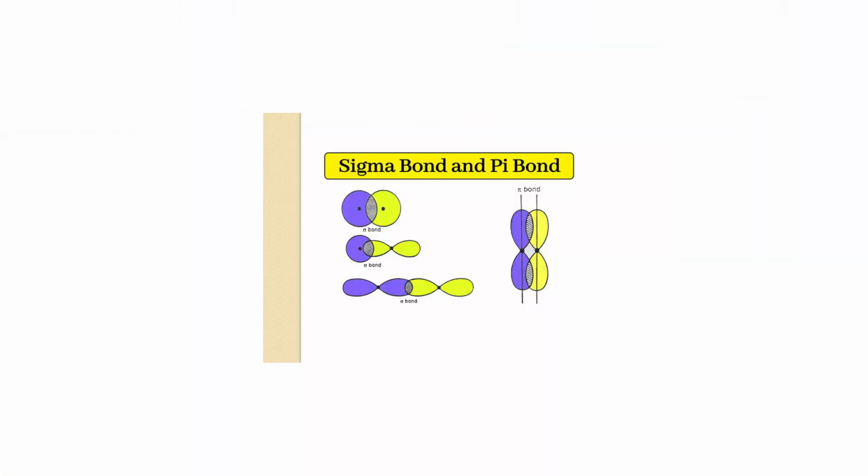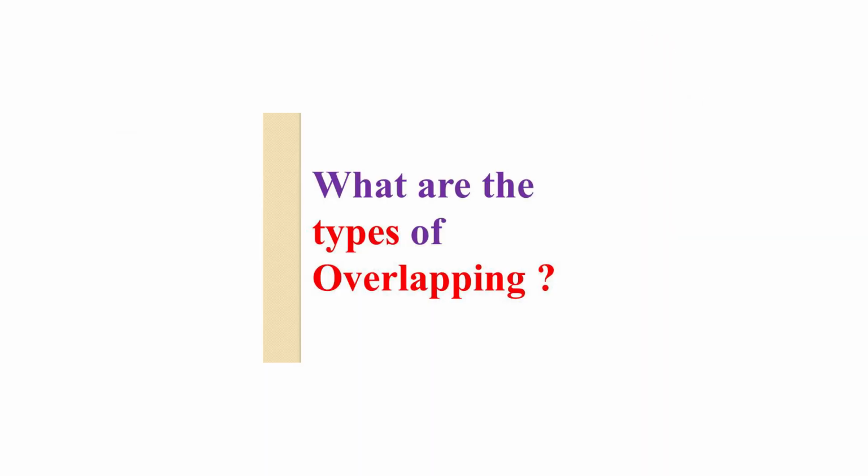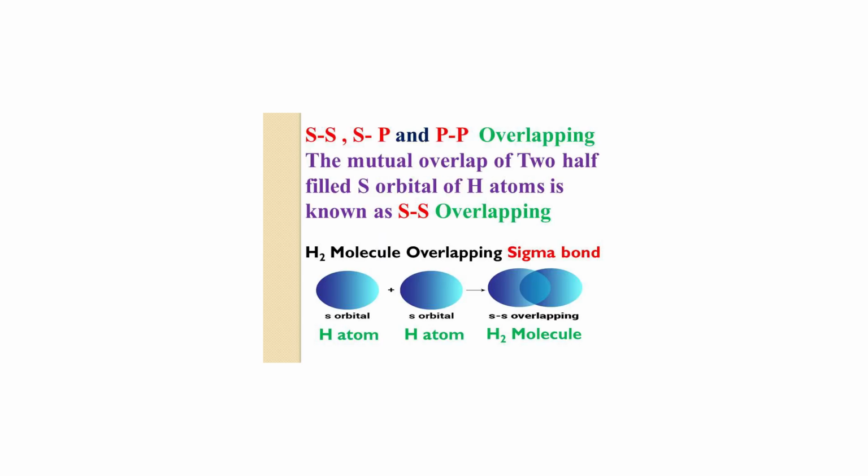Sigma bond is overlapping along the internuclear axis. In pi bond, overlapping is perpendicular to the internuclear axis. Then we pass on to types of overlapping. What are the types of overlapping? SS overlapping, SP overlapping and PP overlapping.